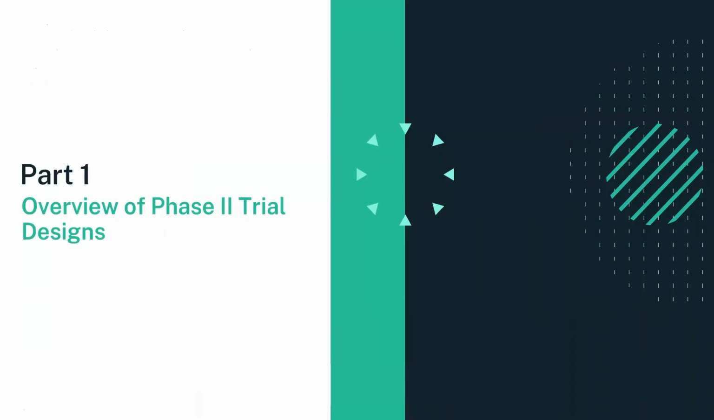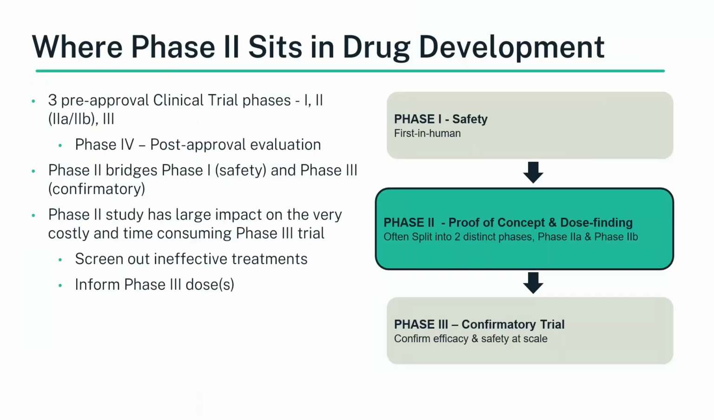So now let's get into part 1, where we'll discuss Phase 2 trials. I'm going to assume that most people here are quite familiar with the phases of clinical trials, but just to give a very quick refresher and ensure that the terminology that I'll be using is very clear to everyone, I'll briefly go through the 3 pre-approval phases of clinical trial. Also, just to mention that there is a phase 4, but it's just for post-marketing approval or post-marketing evaluation.